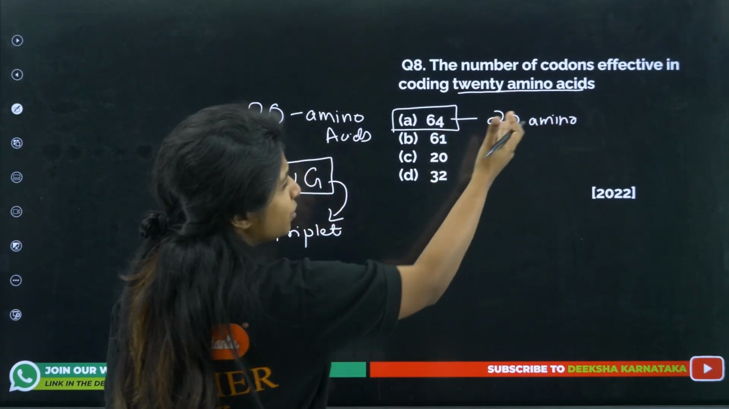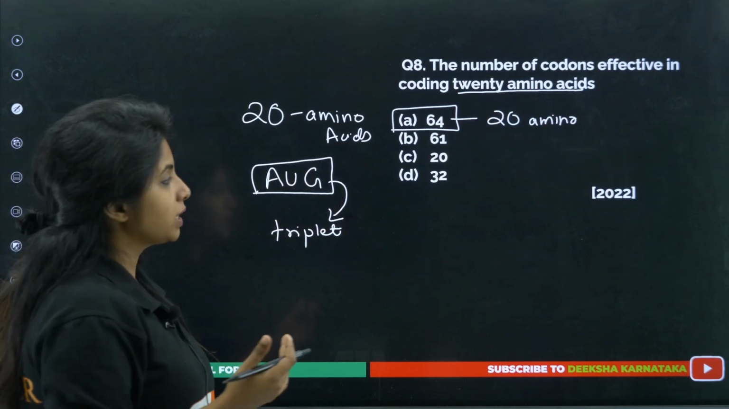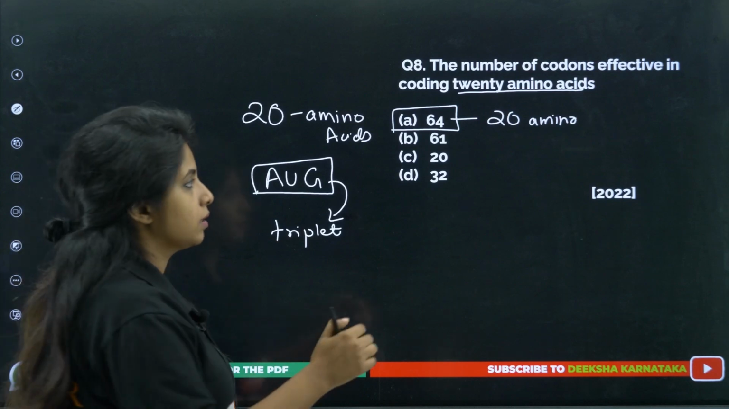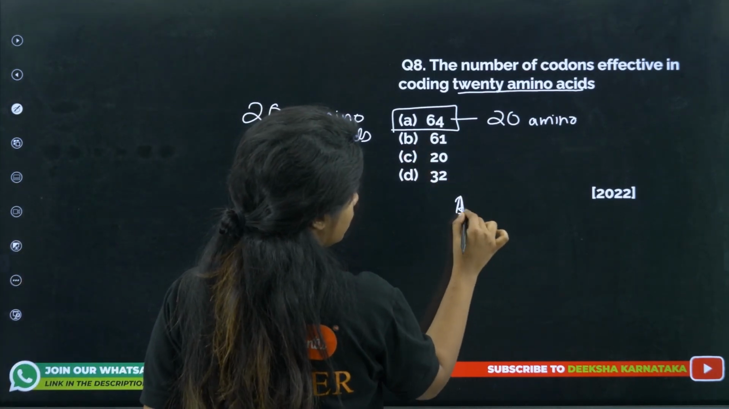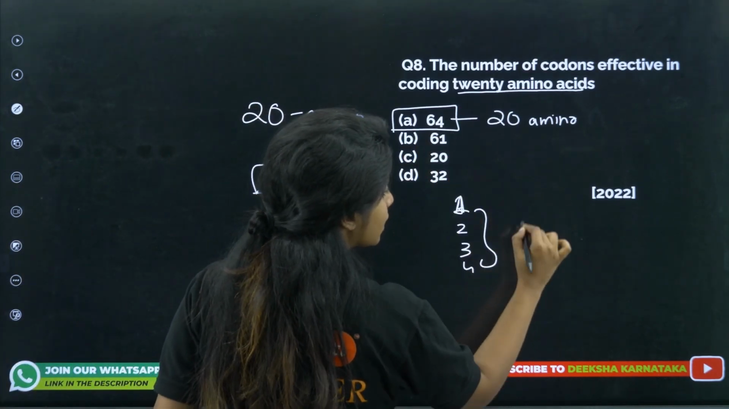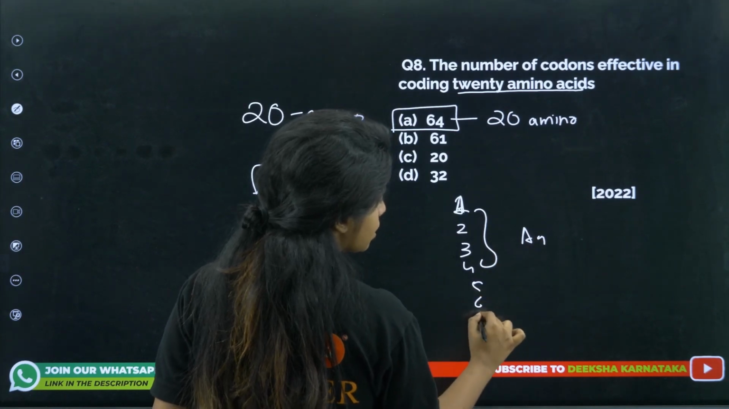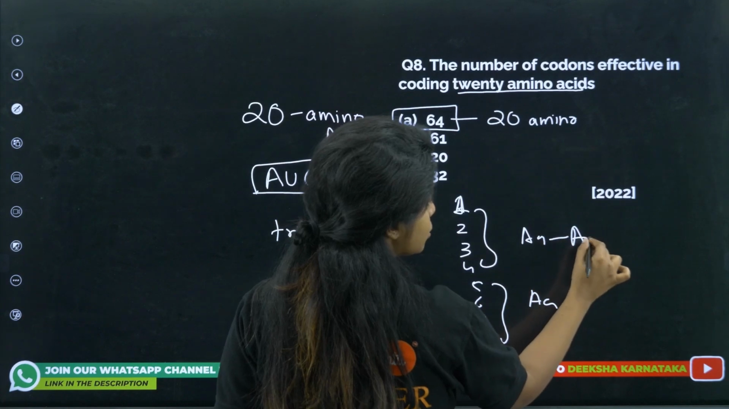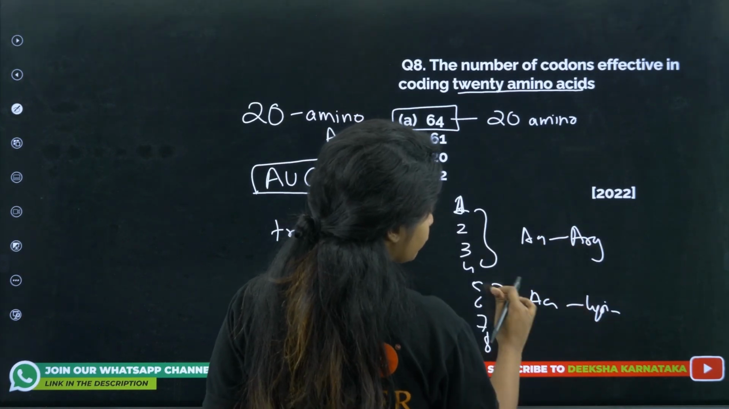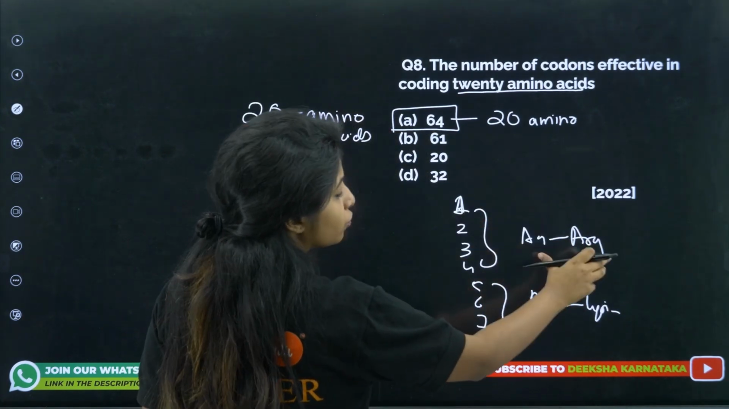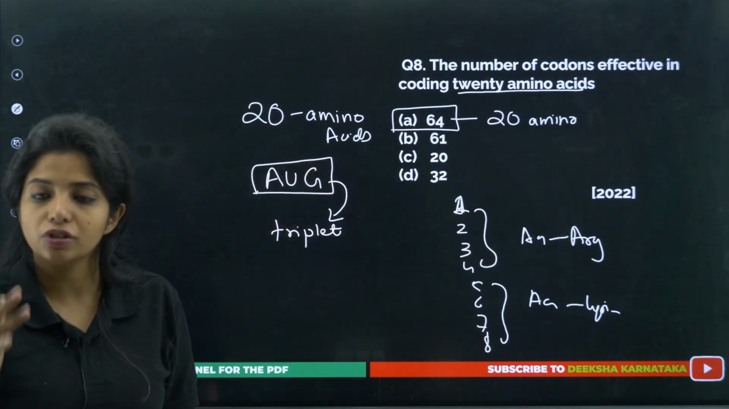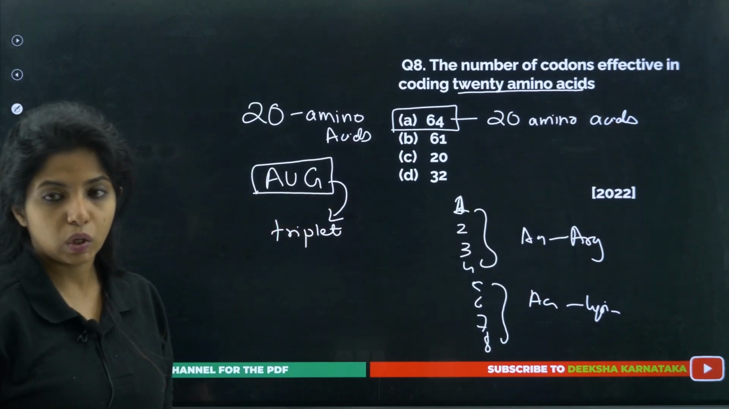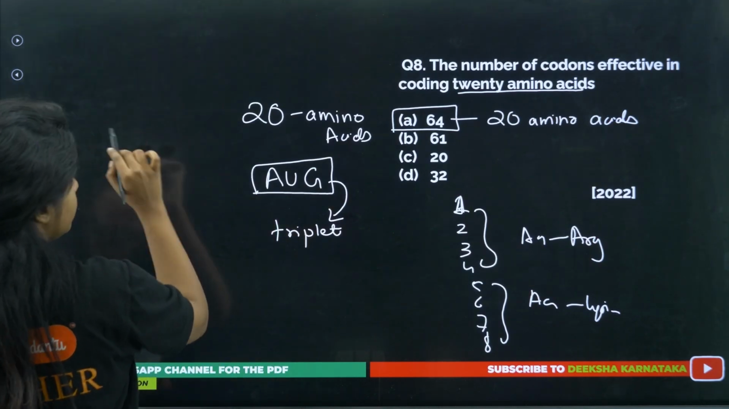You may say 64 and 20 does not make sense, ma'am. So basically 64 codons are there where there will be multiple codons coding for 1 amino acid. For example, 1, 2, 3, 4 codons are coding for the same amino acid. Now next, 5, 6, 7, 8 are coding for the next amino acid. For example, this is coding for arginine, this will be coding for lysine. But 4 codons are being used for each. So basically 64 codons might look extra, but yes, they are going to code for 20 amino acids. Okay? Now this is given in your NCERT.